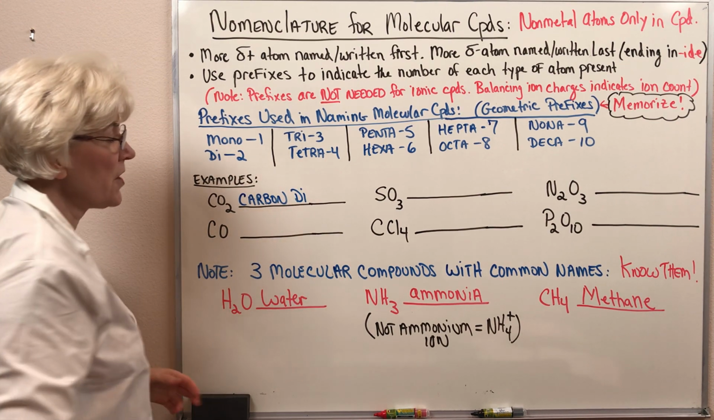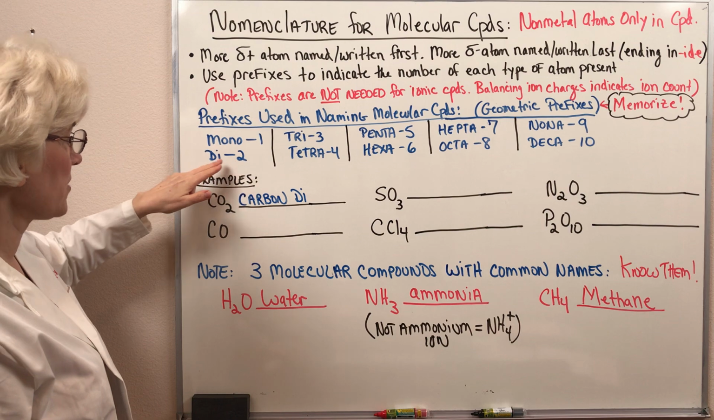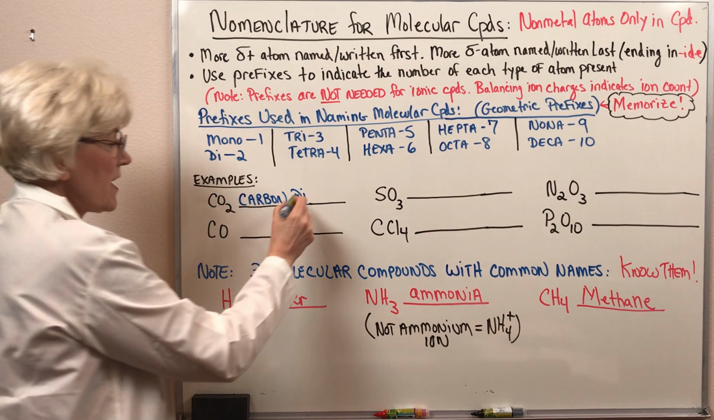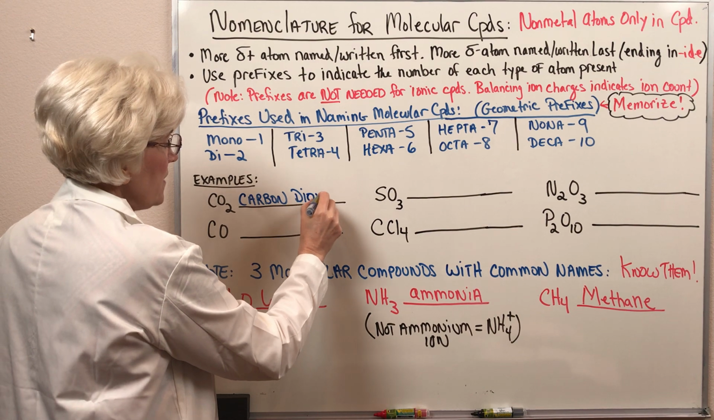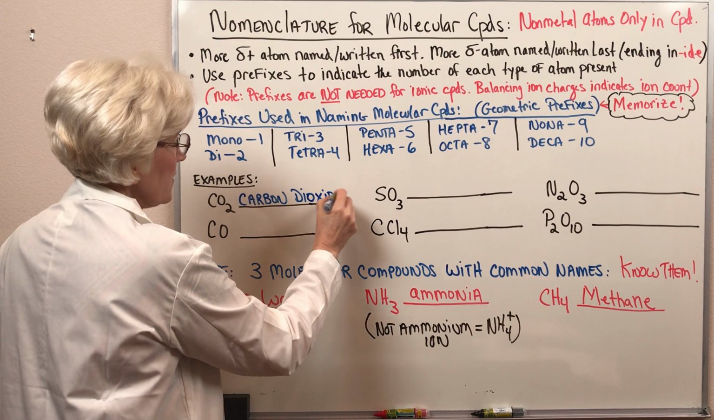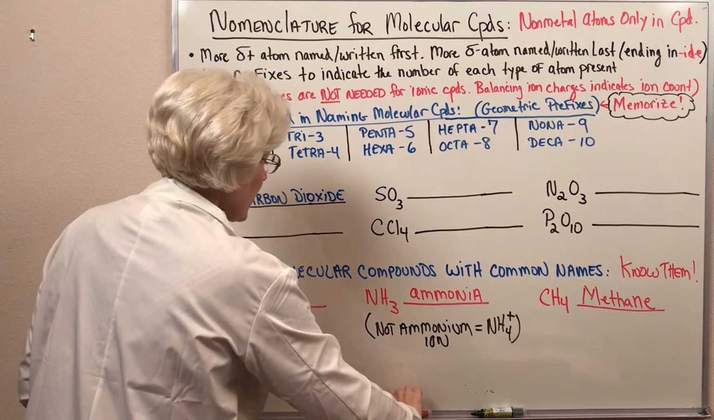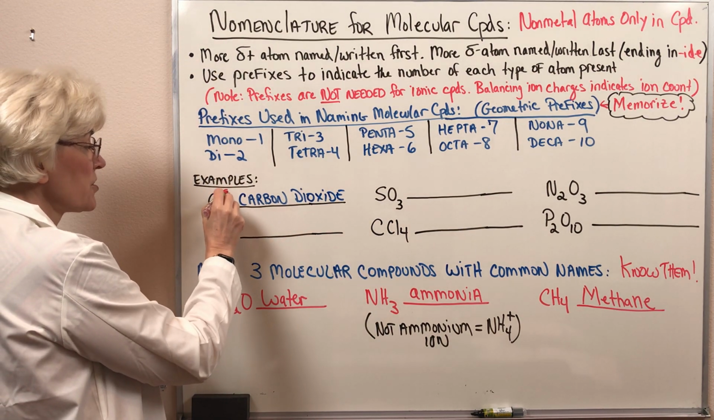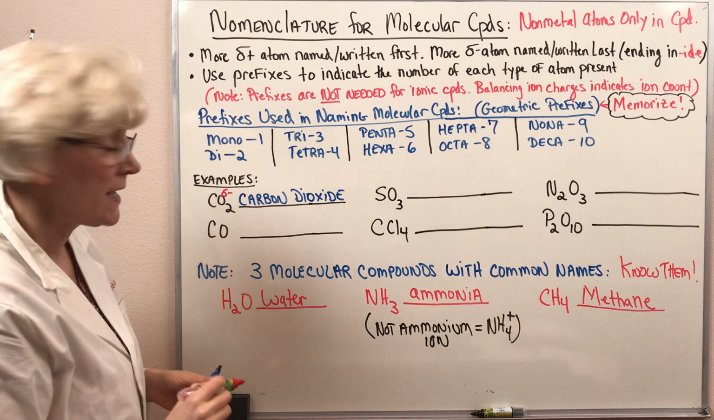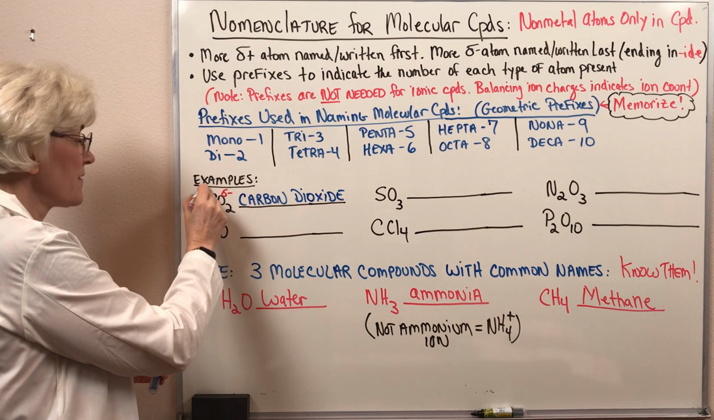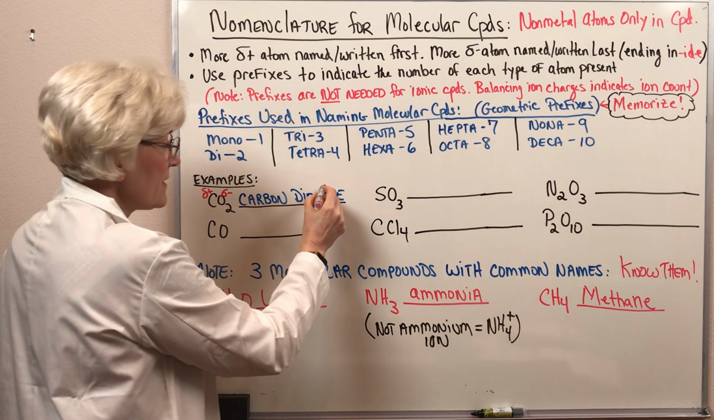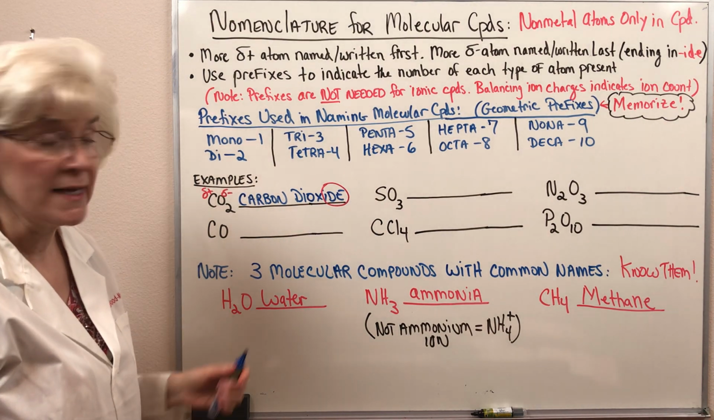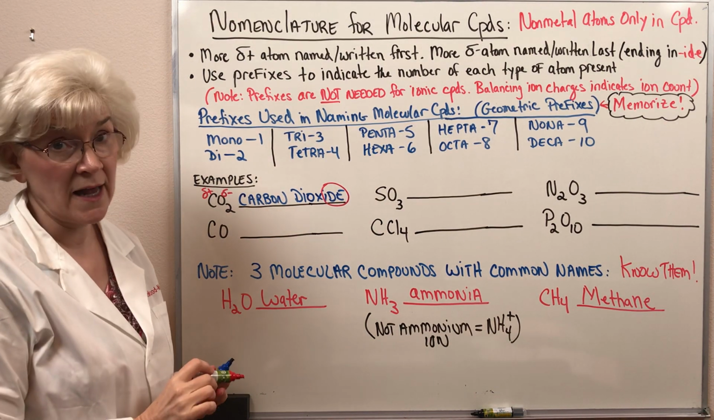dioxide. So notice I'm picking up that geometric prefix di to indicate there are 2 oxygen atoms present in the formula of the molecular compound. And I can see that because oxygen is the more partially negative atom, it is more electronegative than carbon, its name is going to end in IDE, carbon dioxide.